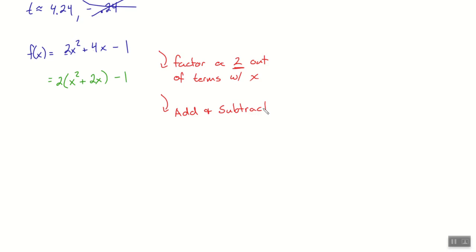So b over 2. This is a, b, and there's no c in here. So we're going to take b, this one, and divide it by 2, and then we do what to it? Square. Cool. We're going to add and subtract whatever this is inside the parentheses.